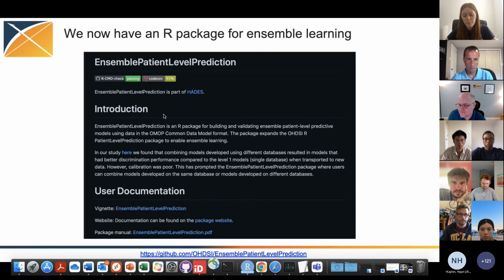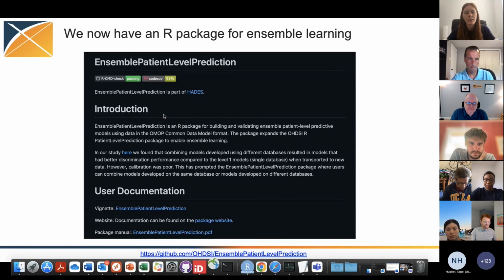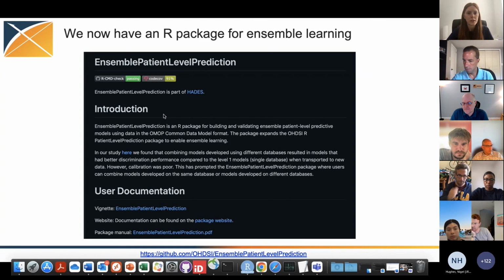We've built an ensemble learning package that you can actually use to do ensemble learning. If you're interested in doing this and you want to try and come up with models that are more transportable in terms of discrimination, we still need to fix that calibration issue. There is a package now that's part of Hades that has all the vignettes if you want to see how it's actually used. It is being updated a lot, so you're going to see a lot of new stuff being put in here over the next year or two.